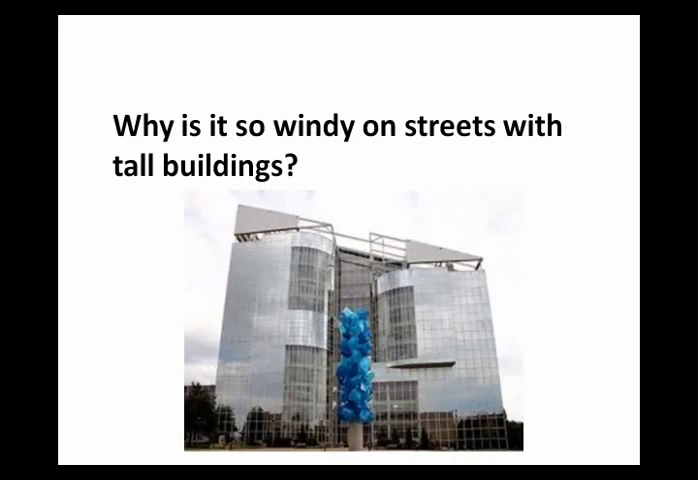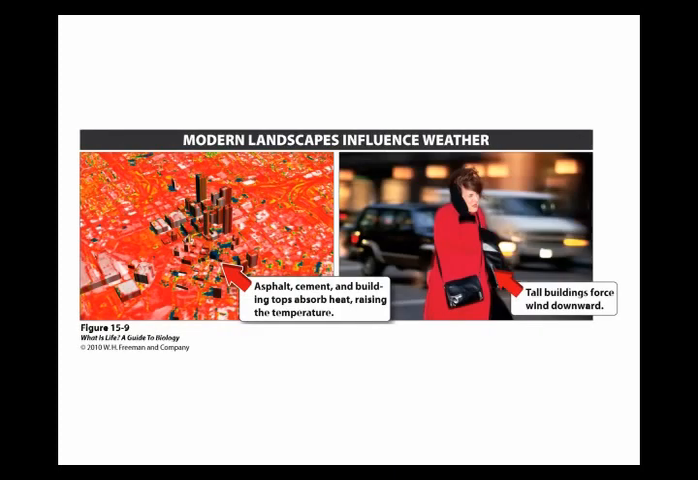So here's a picture of the Polymer building that's here at the University of Akron. And one thing you may have noticed if you've walked near this building is that it gets extremely windy as you get near this building. And that is because we see tall buildings forcing wind downwards, so it gets very windy near these buildings. And usually in the urban areas, we're going to see much more heat, and it's going to raise the temperature.